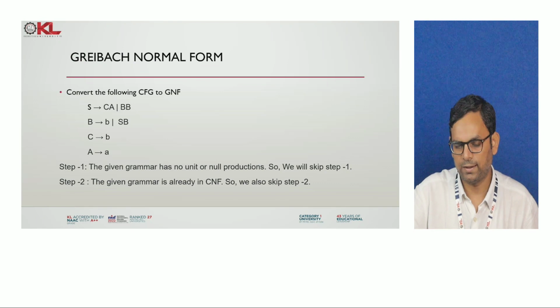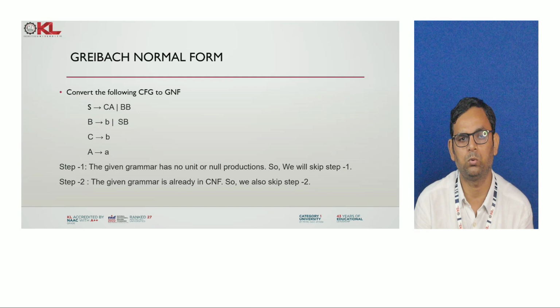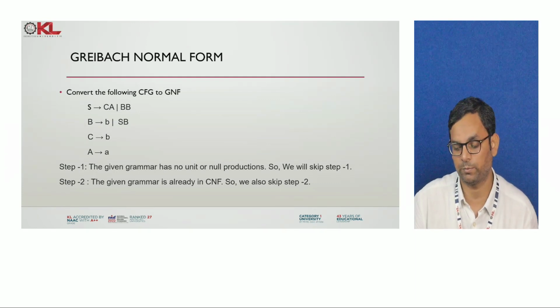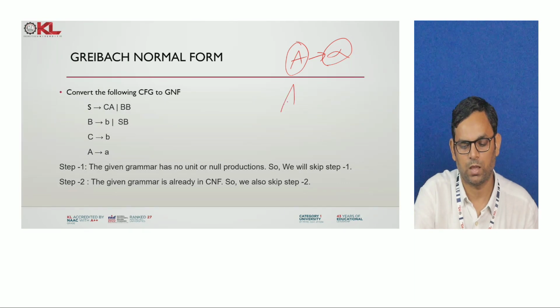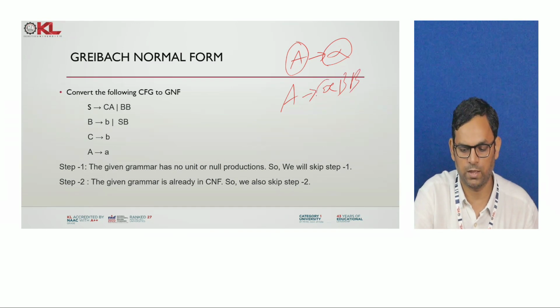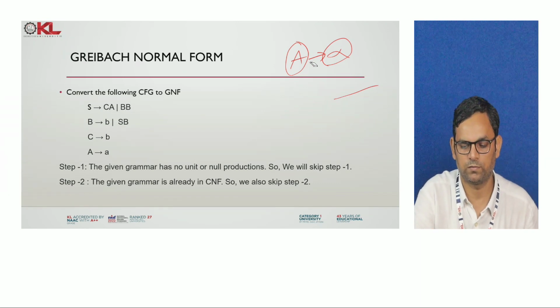Now let's discuss one important example, how to convert a particular CFG to GNF. Remember the steps. What are the steps? The only allowed production is A tends to alpha, where alpha is a single terminal and A is a non-terminal. Also allowed is A tends to alpha beta, a single terminal followed by any number of non-terminals. Only these types of productions are allowed.